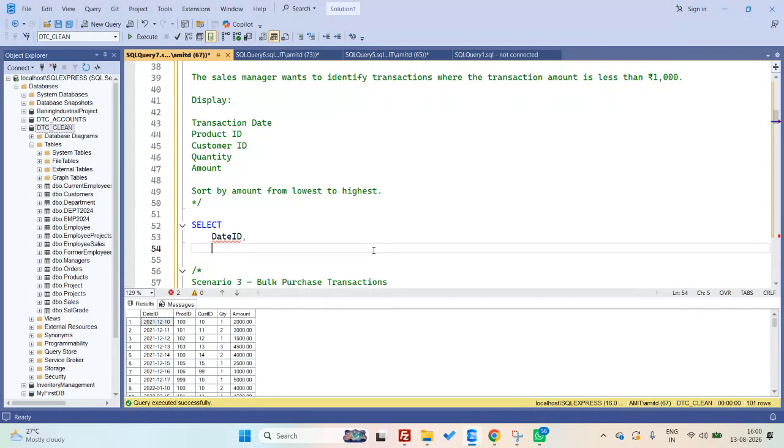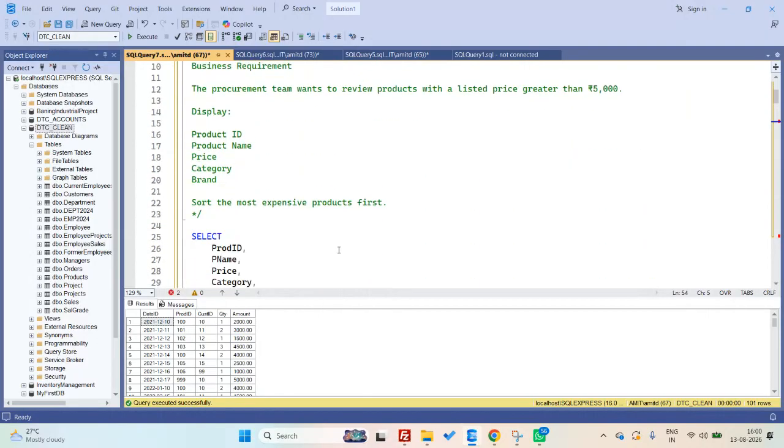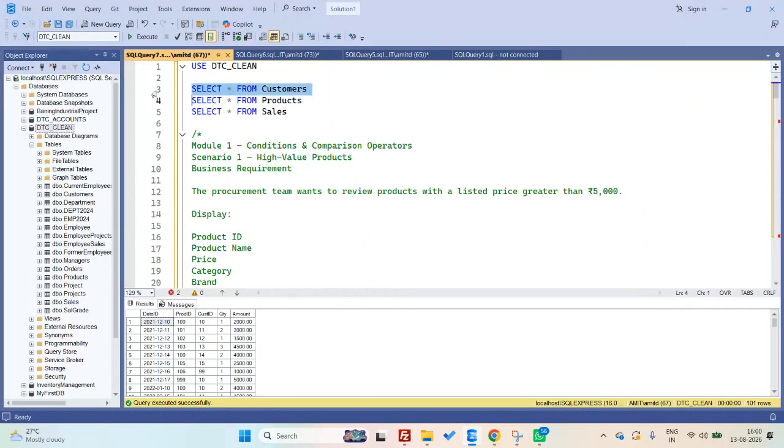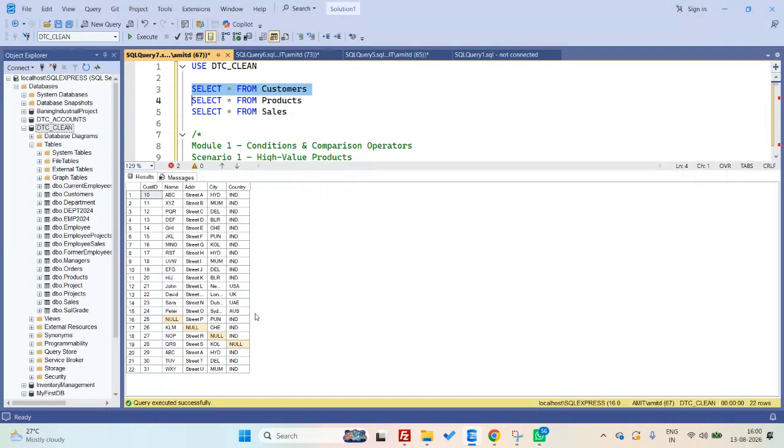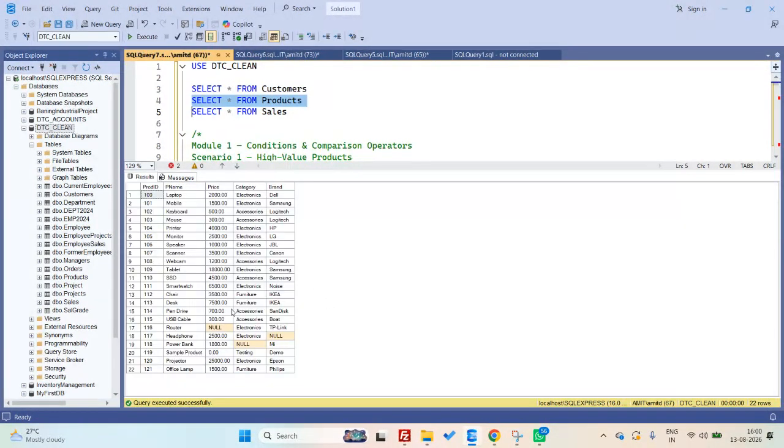We are analyzing the data in SQL using SQL Server. Right now, we have data in the database like this. We have this data as a customer, we have a product data right here, and we have a sales data.